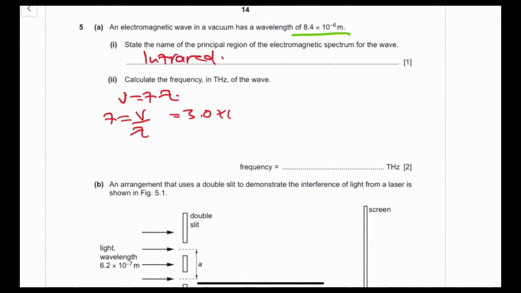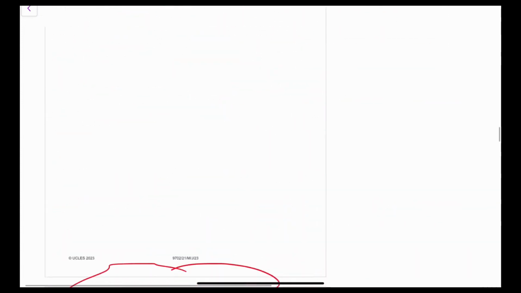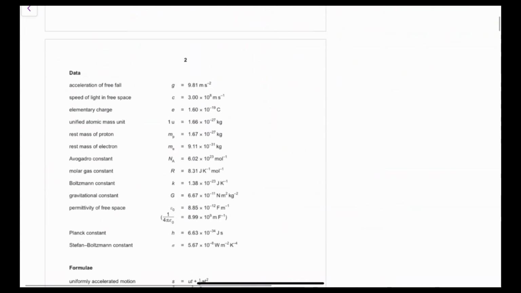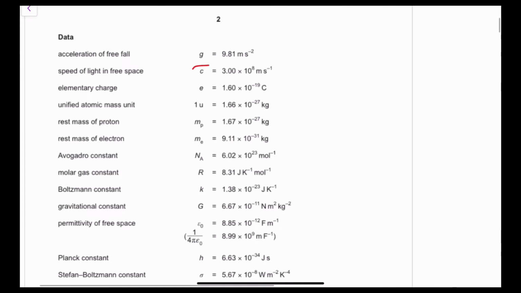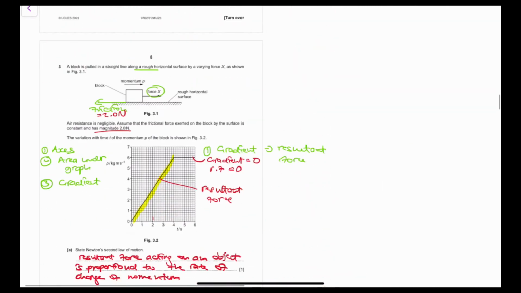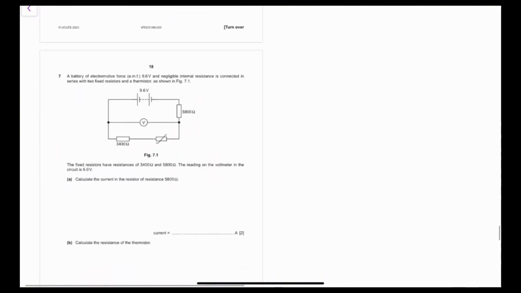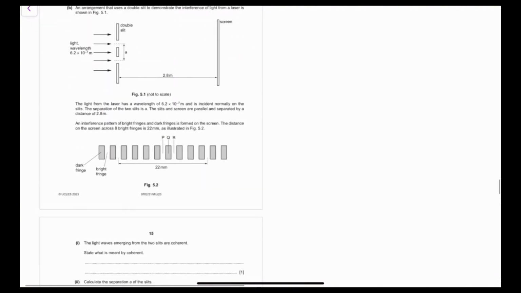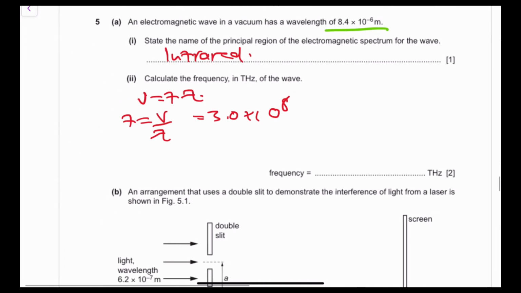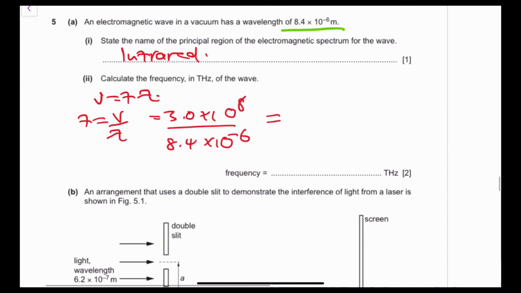If you've forgotten this, I'd highly encourage you to go back to these formulas, right? They usually give you this speed of light in free space, 3.0 times 10 to the power of 8. Basically this is the same speed that these waves move at, so I'd highly encourage that you use that, okay? So if we divide this by the wavelength, which is 8.4 times 10 to the power of -6, that gives you a frequency of about 3.57 times 10 to the power of 13, right?